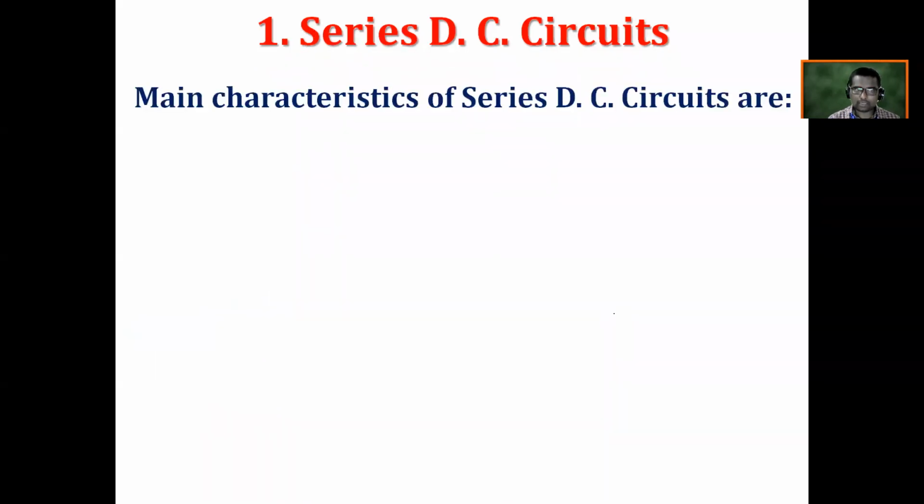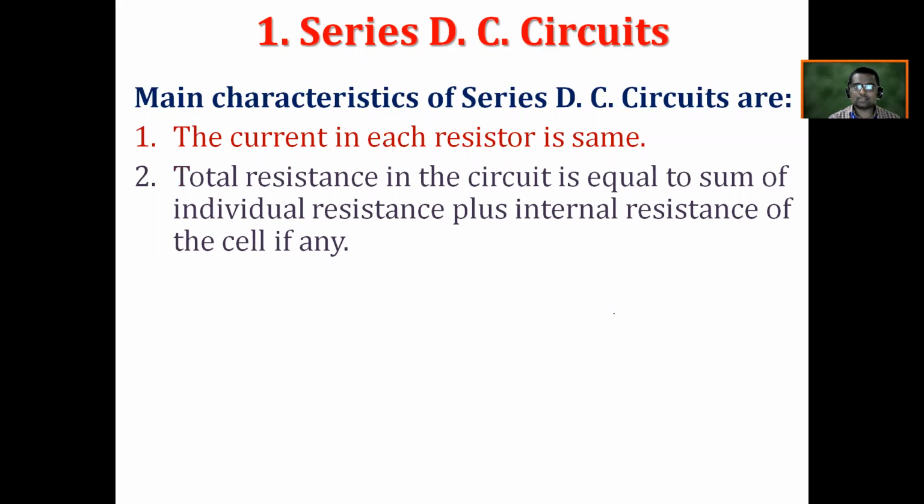That's why here the second characteristic is written: total resistance of the circuit is equal to the sum of individual resistances plus internal resistance of the cell, if any. If it has its own internal resistance, then we will have to add that too. If it is not known or not given, then it is not necessary to write it down or add it. But the thing is that the total resistance is always equal to the sum of individual resistances. This is the second property.